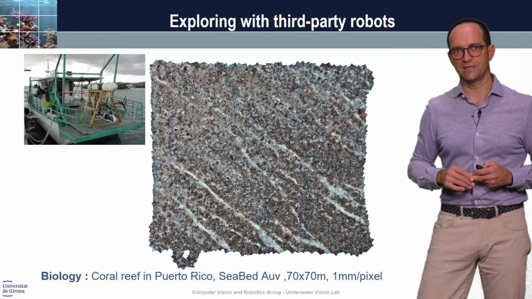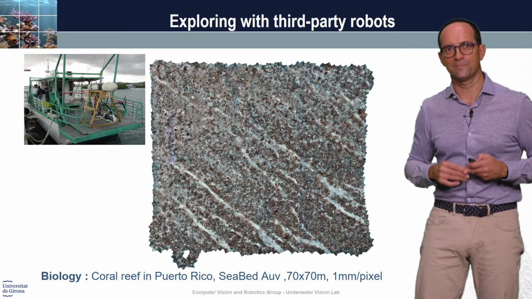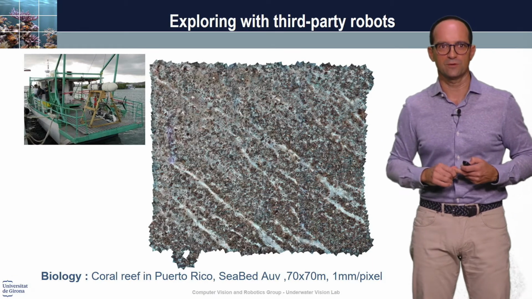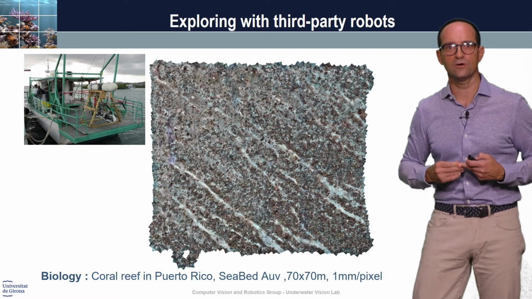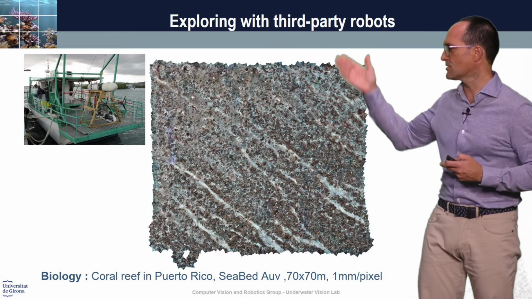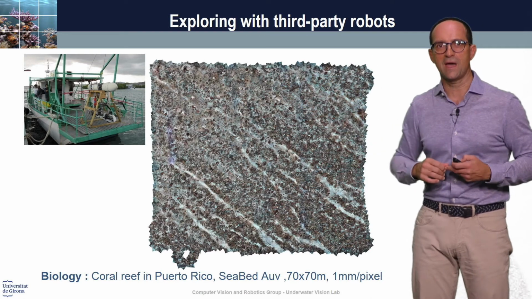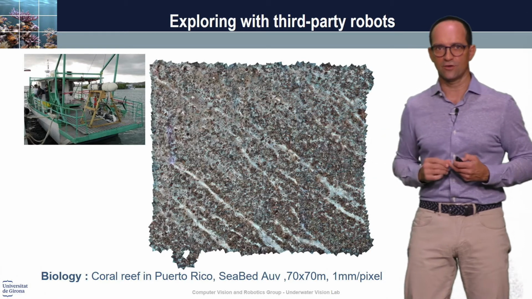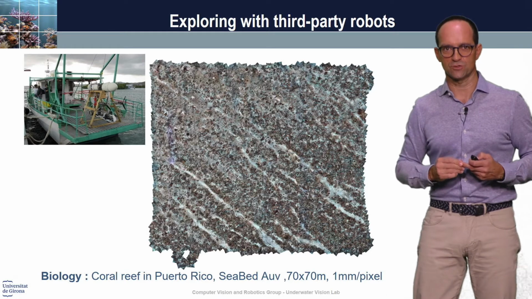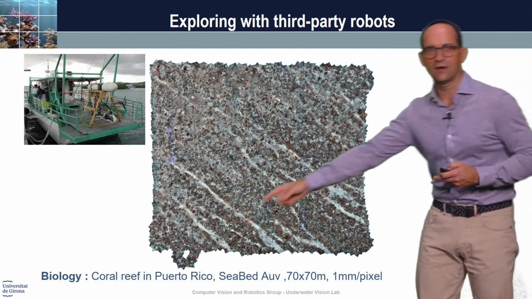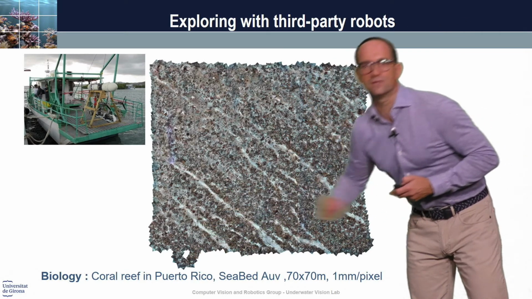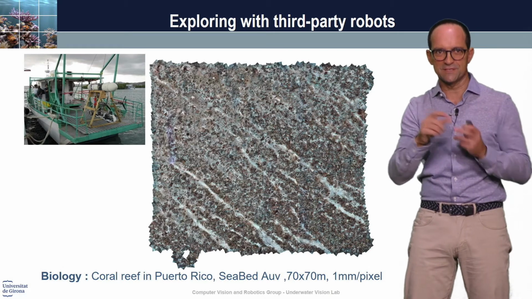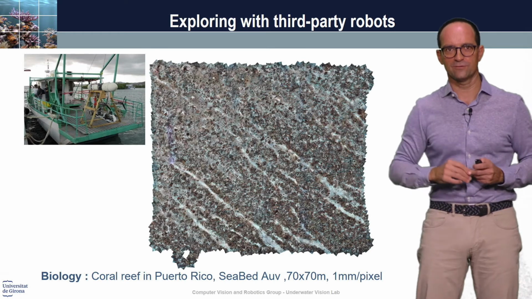This is an example of maps that we are building using third-party robots, in this case a robot from the University of Puerto Rico, and this is a coral reef area that has been mapped at a resolution of 1 millimeter per pixel because we want to classify the corals afterwards, and this is the resolution that we need for that. And you see down here, this is the footprint of an image, and you see how small the footprint of an image is compared to the full map.